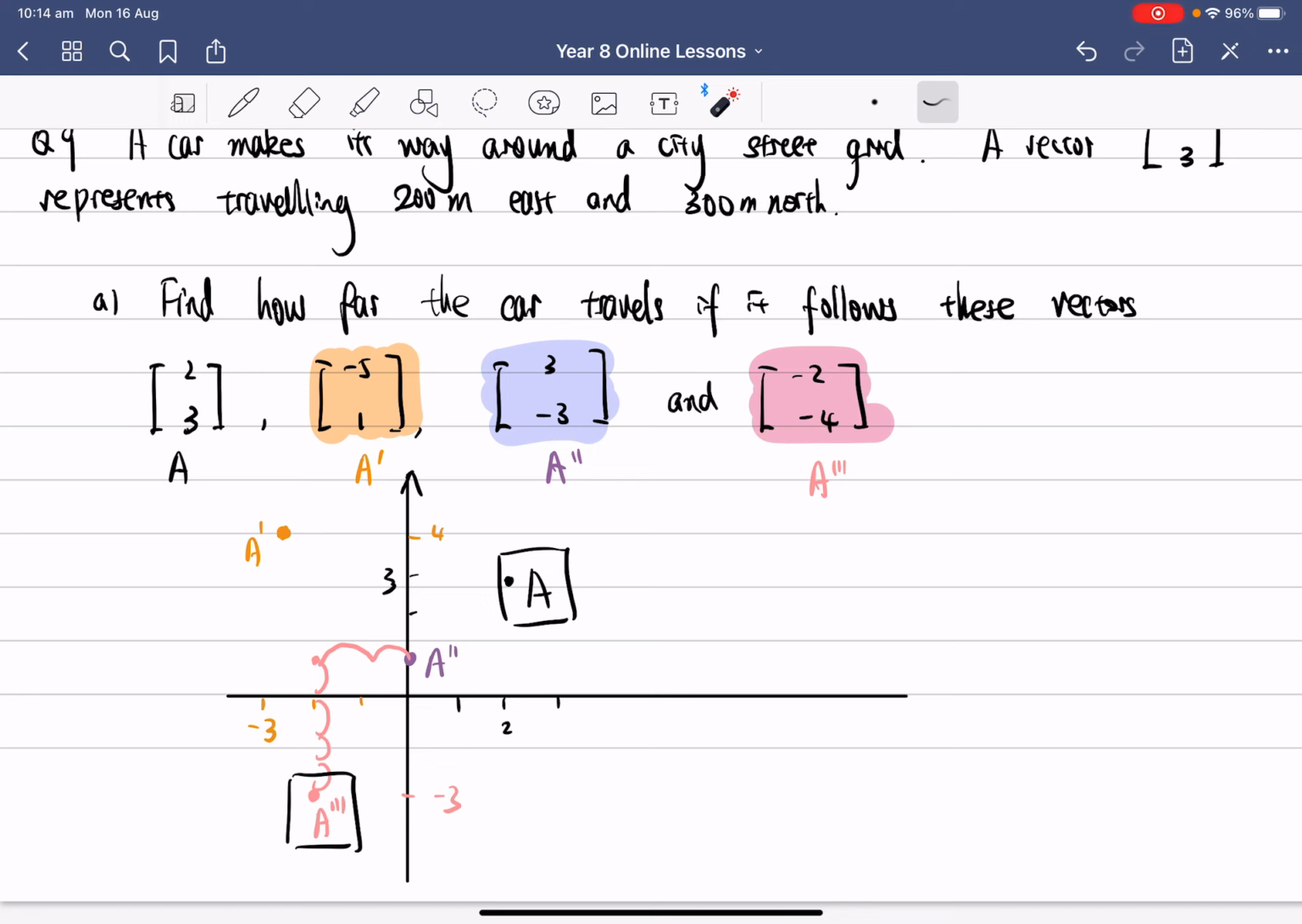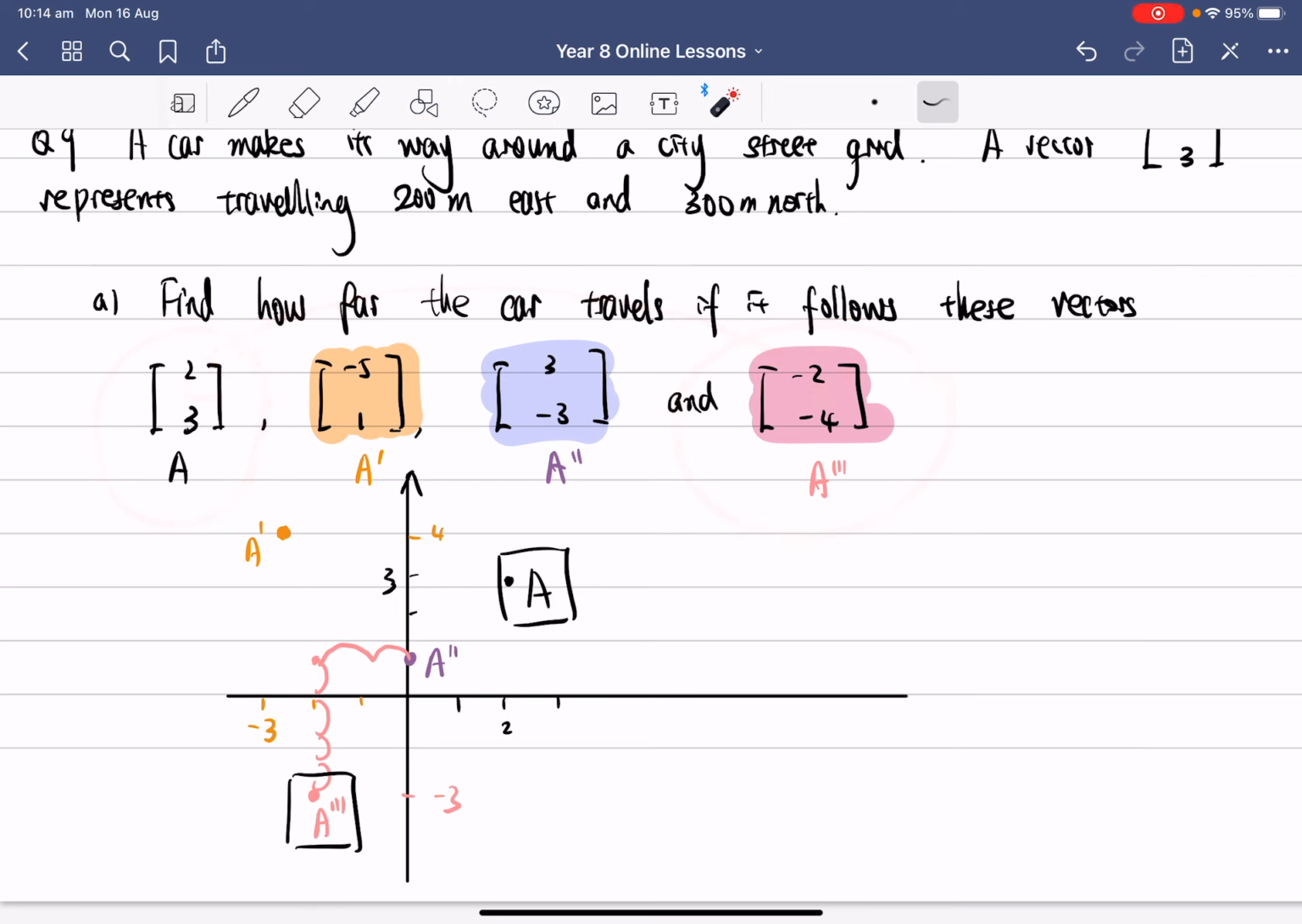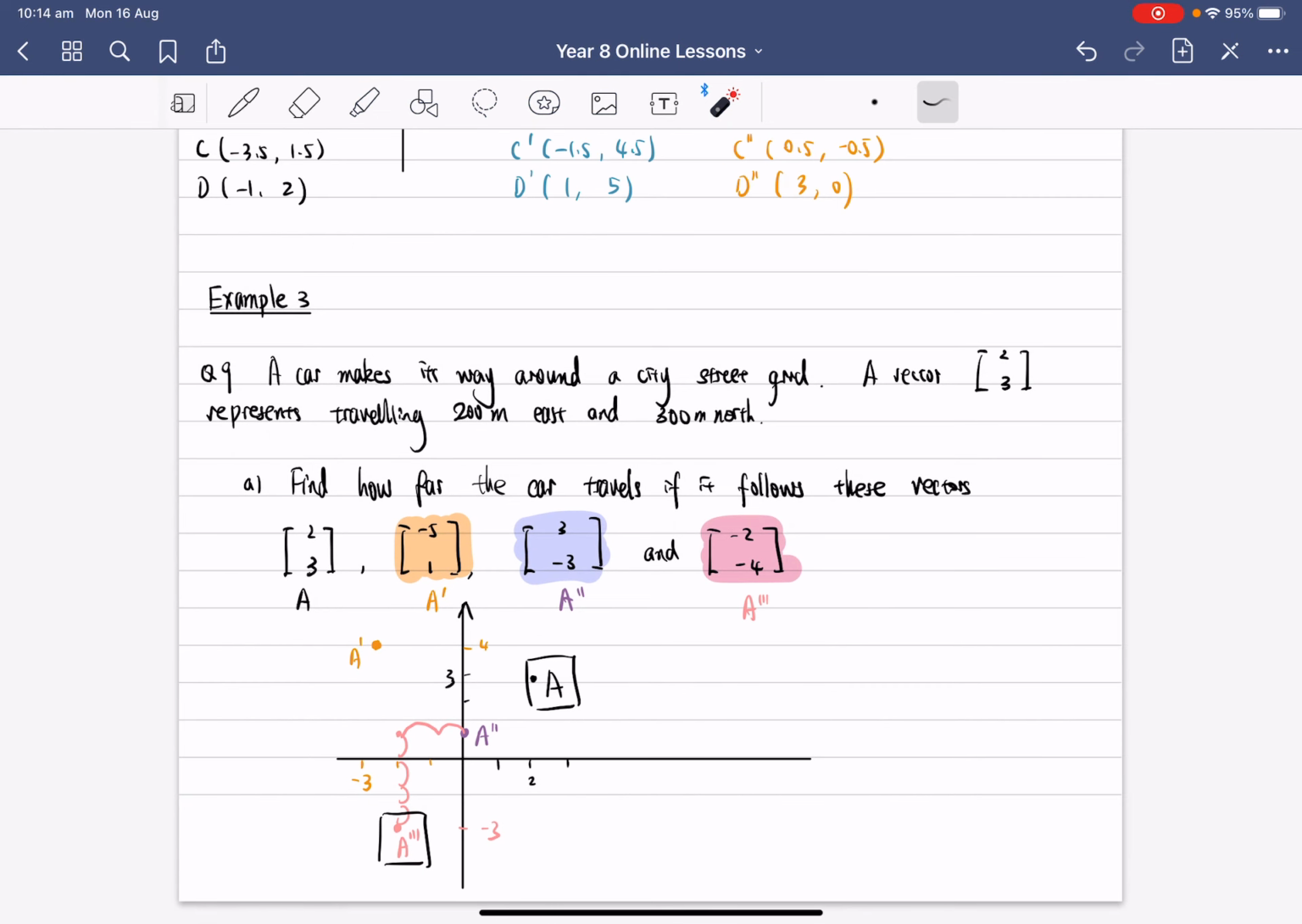The easy calculation that you can do is just look at this point and compare it to that point. From 2 to -2, it's moving 400 meters to the left, and then from 3 to -4, it's moving 700 meters to the south. So that's how you answer the question. It's actually pretty easy. You don't really need to worry about these 2 points. We're only looking at the starting position and the finishing position for this question.